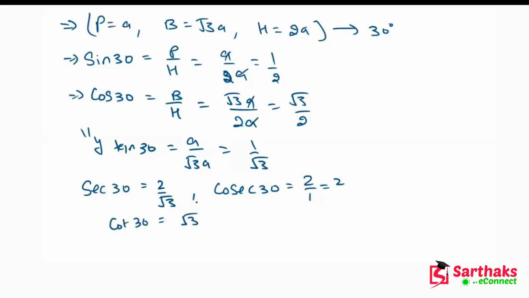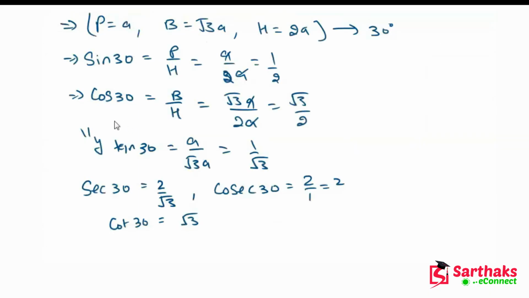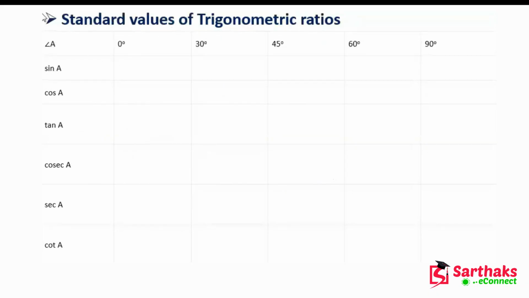Now we are seeing the table in which we can easily find the values directly without doing this long method. Okay, so let's do that. Now the standard values are. So I am telling you these values, okay, and you need not remember them if you learn this method. Okay, so the method is, now we have to find sine A, cos A, tan A, cosec A, sec A, and cot A.